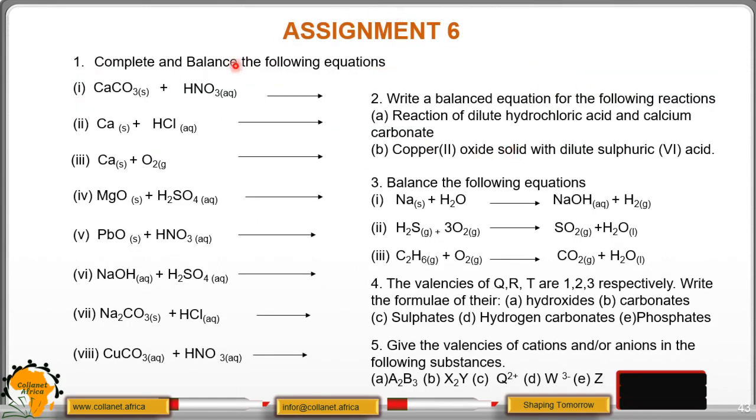Finally, there is the exam for you. Work them out. Remember not to confuse the symbols. Don't forget to write the state symbols, and also write the correct formula of the salt or maybe the product.